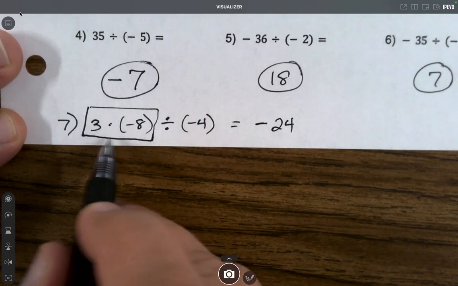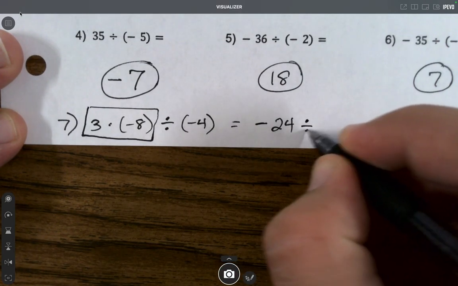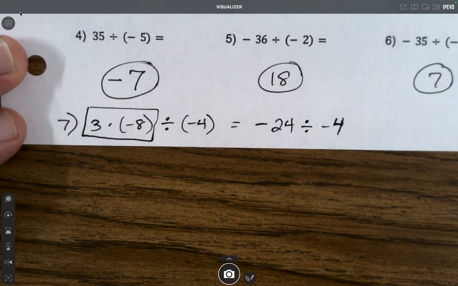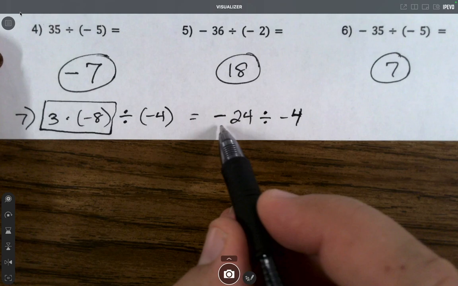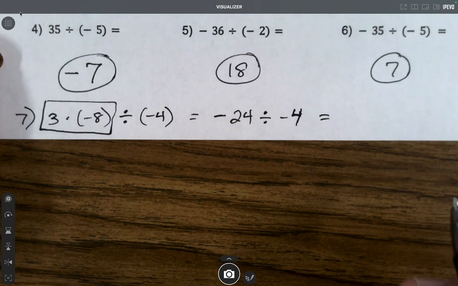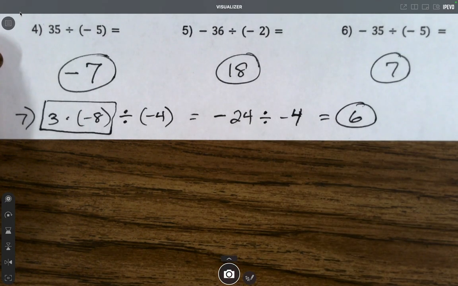So now that I've taken care of the first 2 numbers, I can then apply the next one, which says divided by negative 4. Now those 2 signs are the same, they're both negative, so my answer is going to be positive. And 24 divided by 4 is 6, so we get a positive 6.